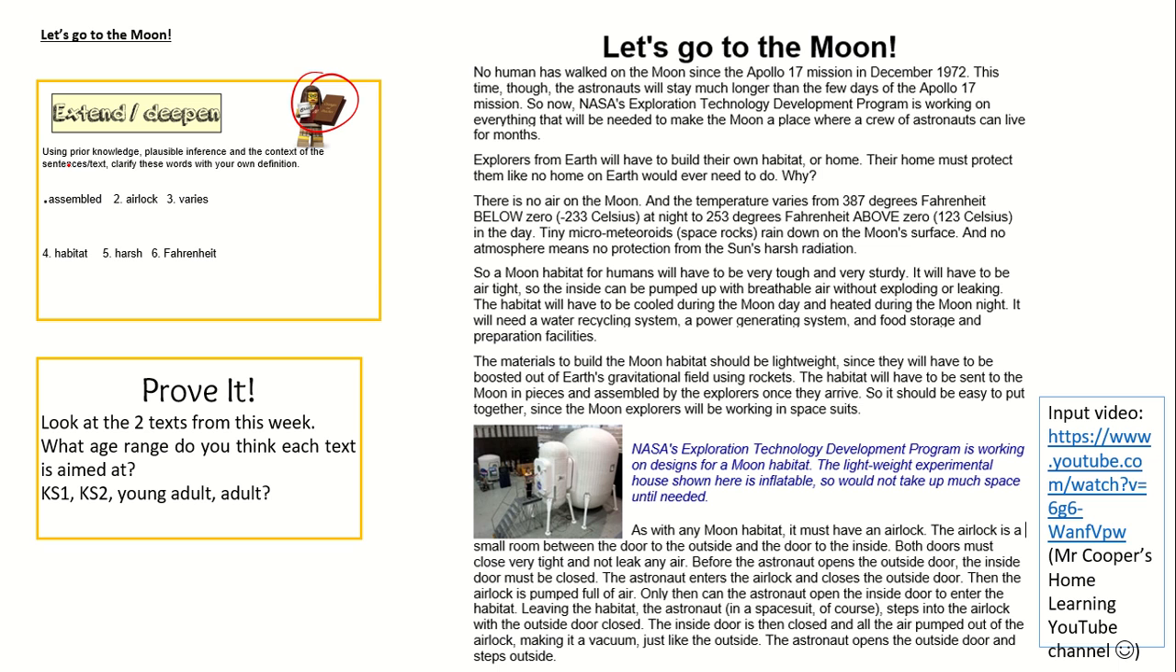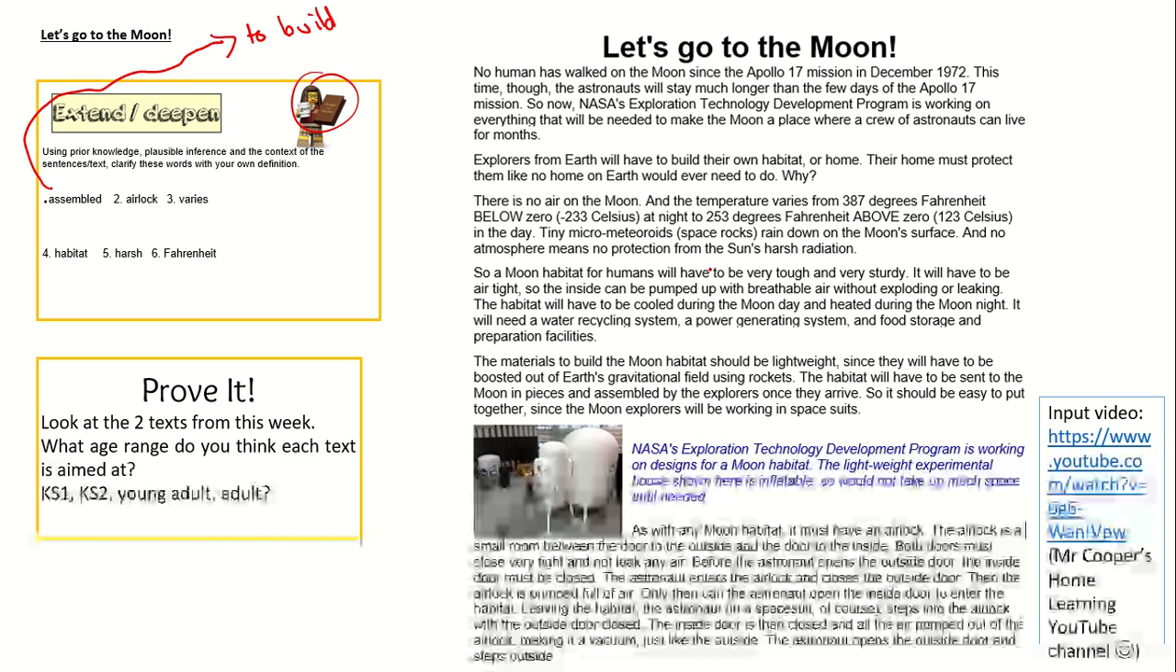So the first one is assembled. To assemble something means to build. So you assemble your IKEA, your flat pack, you assemble your Lego. To assemble simply means to build, and I believe it is about having to build the habitats themselves, isn't it? There we go. The habitat will have to be sent to the moon in pieces and assembled by the explorers once they arrive, so built by the explorers.